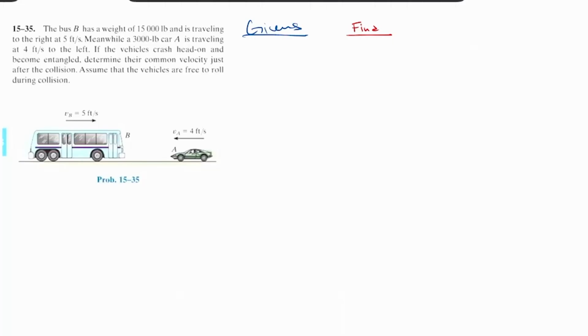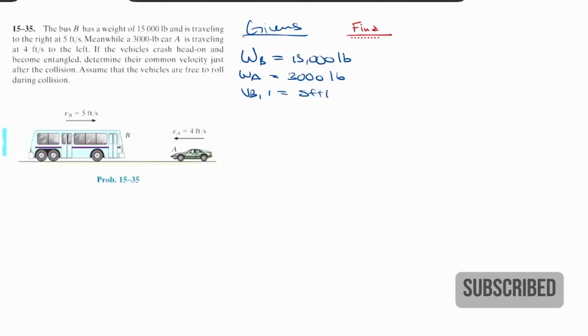Assume that the vehicles are free to roll during the collision, meaning there's no friction happening right here. So this problem, once again, we're going to finish this in a couple minutes. It's pretty straightforward. So in this case, instead of being given the masses, we're given the weights. So the weight of the bus is equal to 15,000 pounds. The weight of car A is 3,000 pounds. We know the velocity of B1 is equal to 5 feet per second.